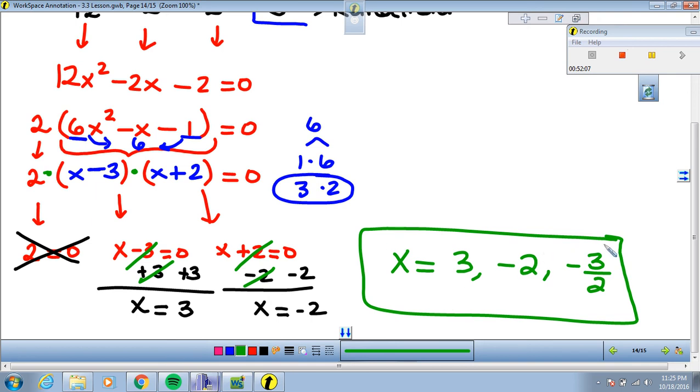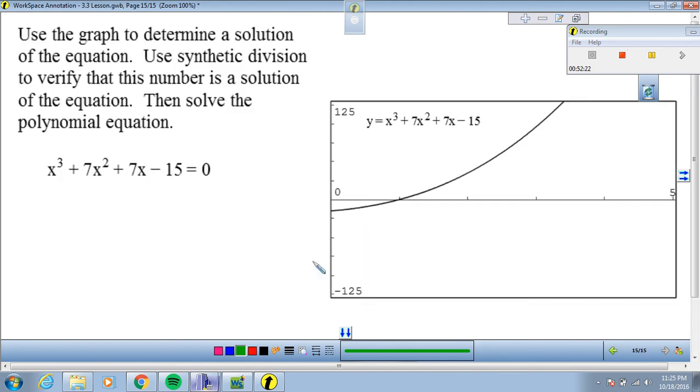And let's look at the last one. This was a pretty similar problem, except for the fraction that we had to deal with, but we had the calculator to survive. So we were given a polynomial, and we were finding the solutions. Solutions are the same thing as zeros, also the same thing as x-intercepts.